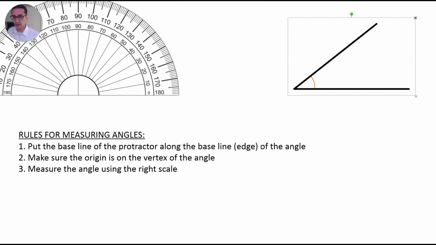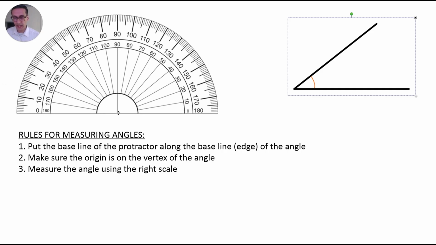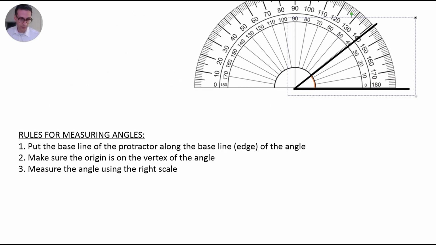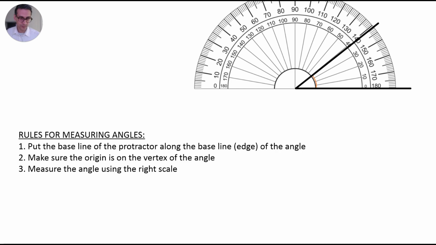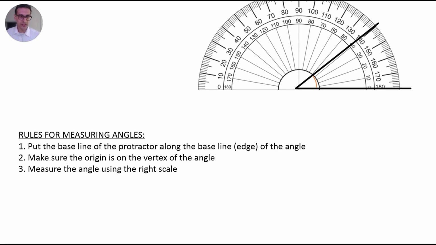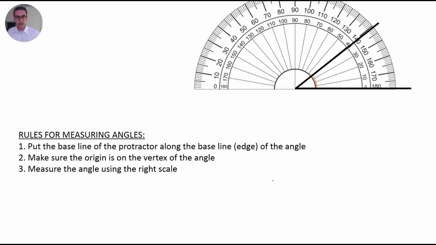Just a quick recap of how to measure angles. Put the baseline of a protractor with the baseline of the angle. Use the appropriate scale, so either the inside or the outside, always start at 0 and then measure. That's it really.